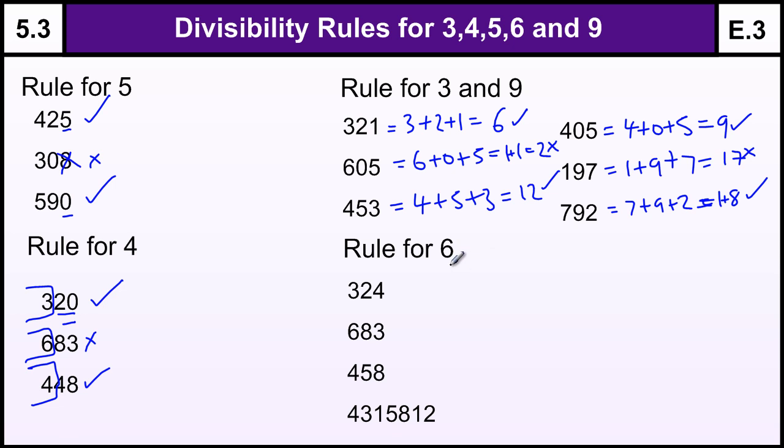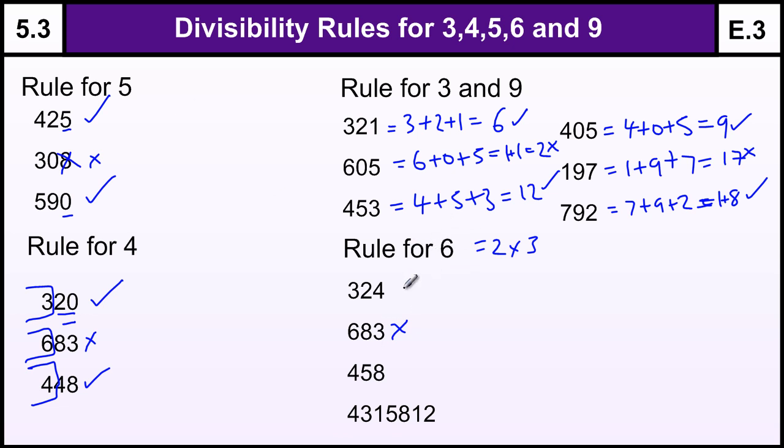And the rule for 6 is a nice rule, which is the hybrid of even numbers and the rule for 3. Because 6 is 2 times 3, if 2 goes into the number and 3 goes into the number, then 6 will go into it. So first of all, it's got to be an even number. So this number cannot be divisible by 6 because it's an odd number. All numbers that 6 goes into will be even numbers.